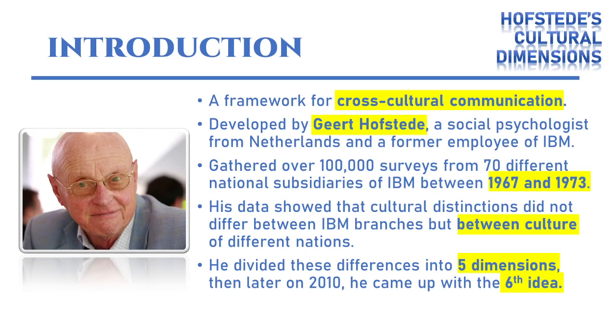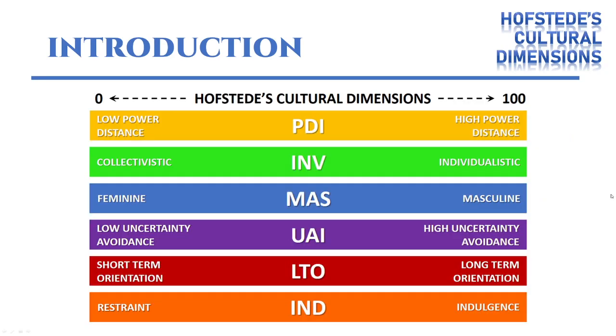His data showed that cultural distinctions did not differ between IBM branches, but between the cultures of different nations. He divided these differences into 5 dimensions. Later on, in 2010, he came up with the 6th dimension. So these are the 6 dimensions that have been developed by Hofstede.